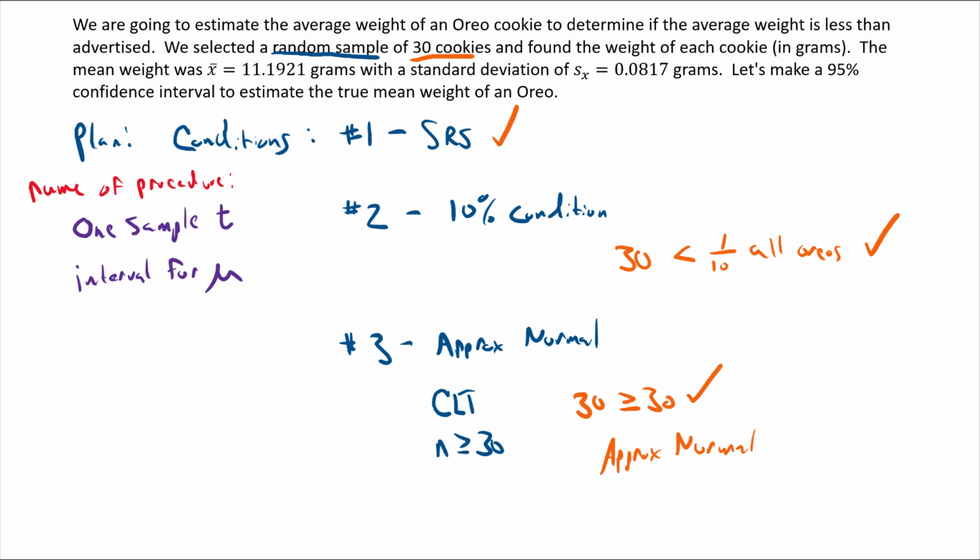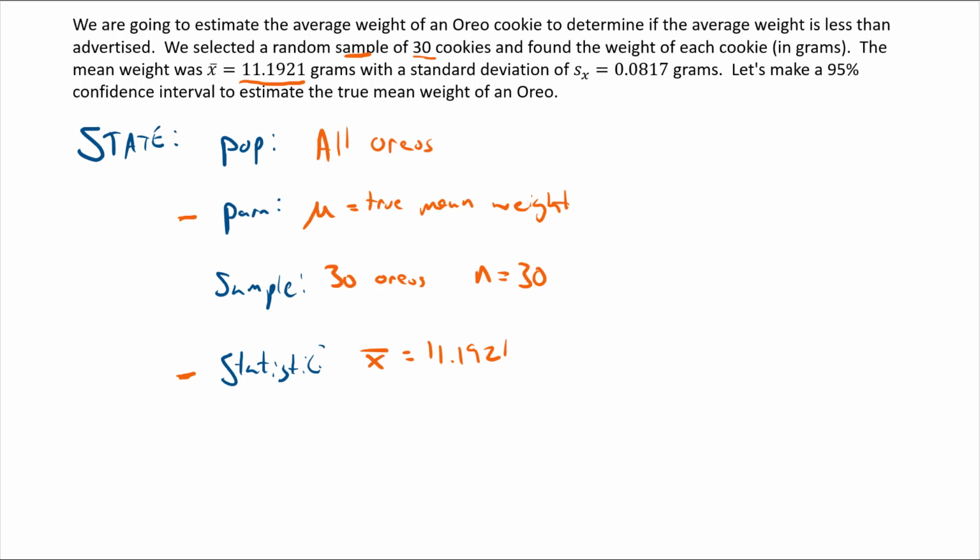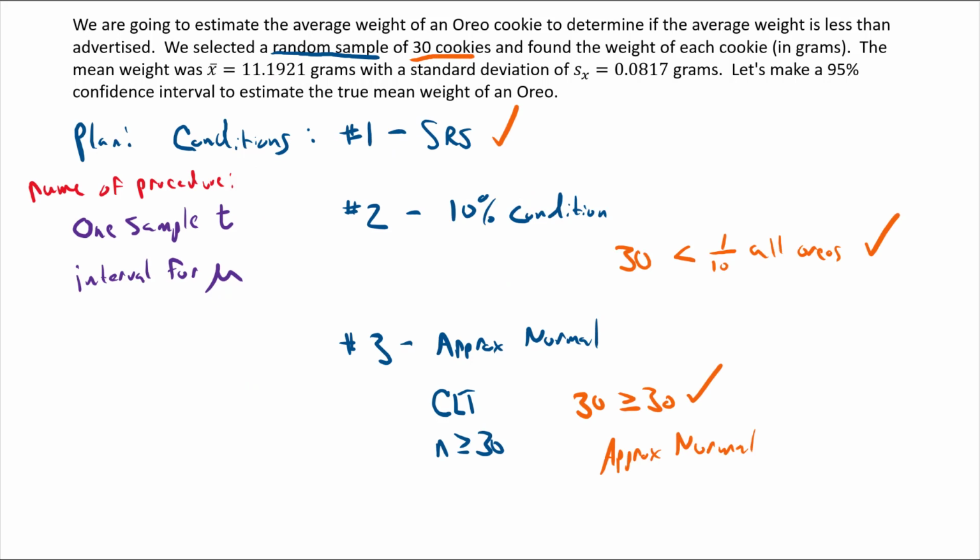So we got the state part, where we dealt with our population parameter, sample, and statistic. Our plan part, where we named the procedure, and then we did all three of our conditions. We had a simple random sample that we listed, check mark. We had a 10% condition: we had 30, which is less than 10% of all Oreos, check. And we made sure it was approximately normal by checking the central limit theorem for the means. In other words, we had a sample size greater than or equal to 30, which made it approximately normal. We have to list all three of these conditions and name the procedure for the plan part.